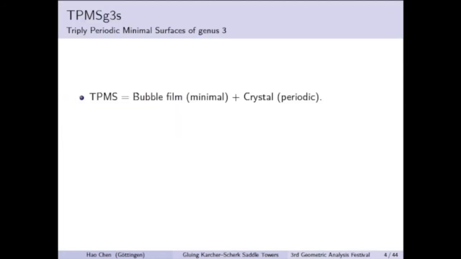So a TPMS means a triply periodic minimal surface, which is a minimal surface that is periodic in three linearly independent directions. Another way to put it, it is a minimal surface in the flat 3-torus. I always say that this is a fantastic geometric object that combines two of the most beautiful things: the bubble film that is minimal and the crystal that is periodic.